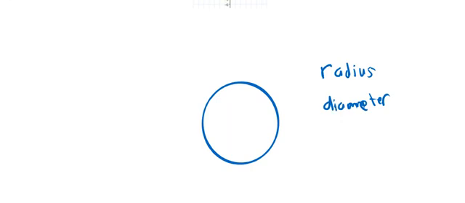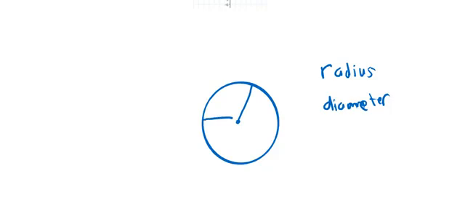The radius is the distance from the center. If that's the center of the circle, the radius is the distance from the center to the outside, or to the circumference. Circumference basically means the outside. So that's the radius, that line I've just drawn. The radius is from the center to the outside of the circle.